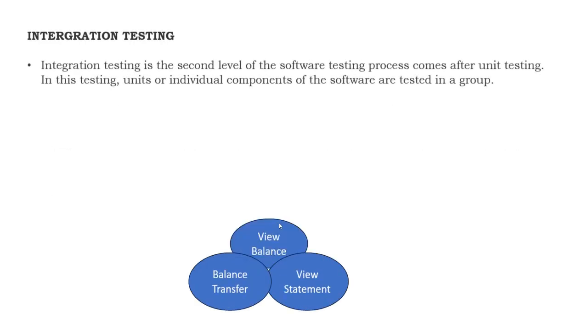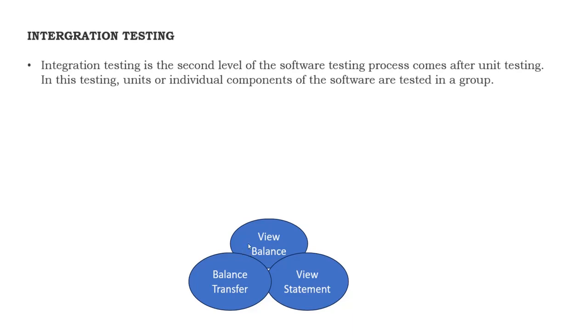Coming to integration testing. Integration testing is the second level of the software testing process and comes after unit testing. In this testing, units or individual components of the software are tested as a group. In unit testing, we tested each individual component, but here there will be an integration between one module and the other.